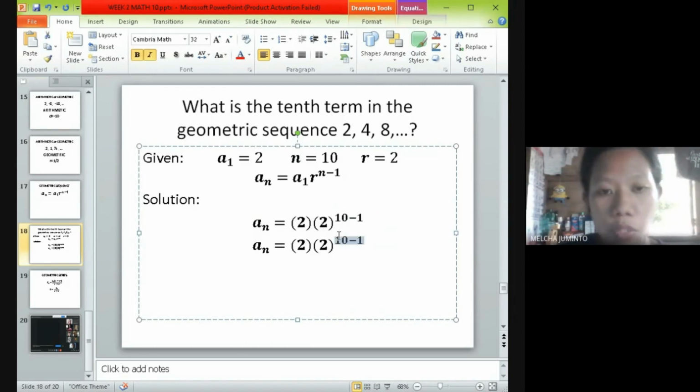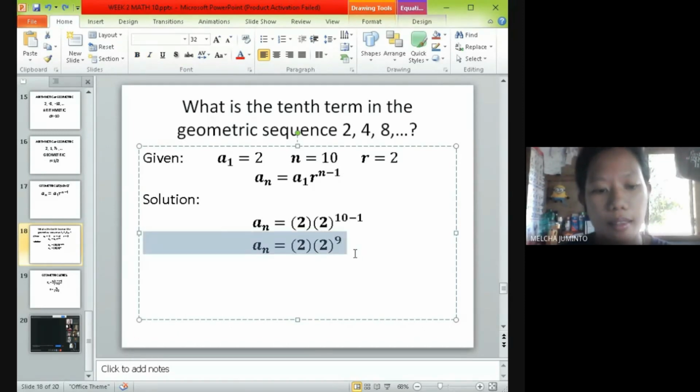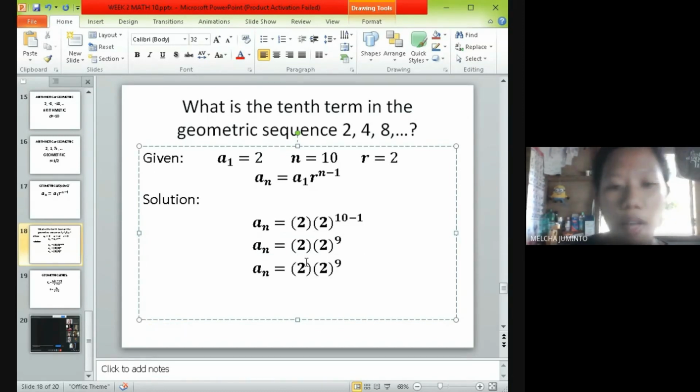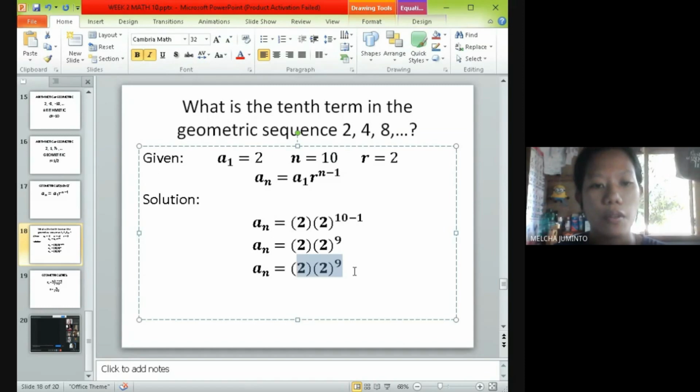It should first be 10 minus 1, which is equivalent to 9. And then apply first the exponent, which is 2 raised to 9. And then you multiply it with 2. Or it can be 2 raised to 10, kasi may 1 yung exponent yung 2. And then, find the answer, which is equivalent to 1024.